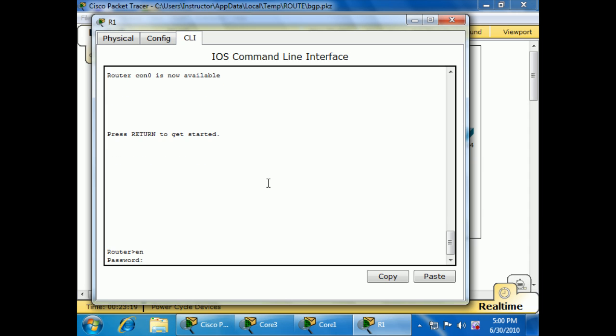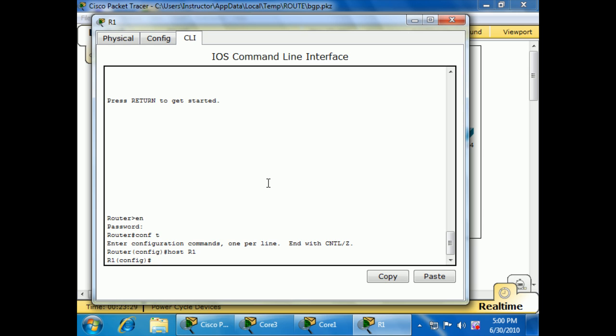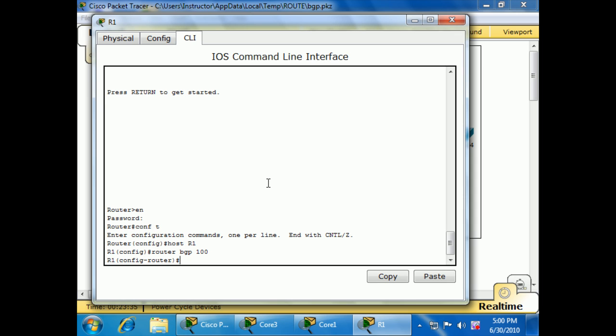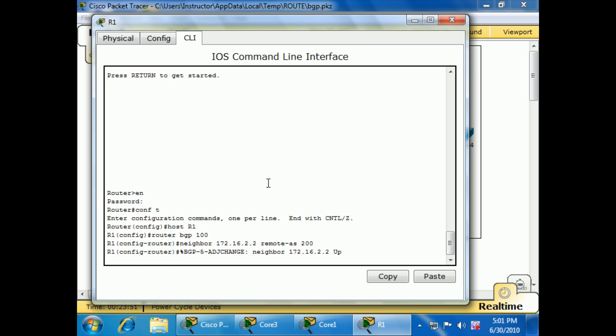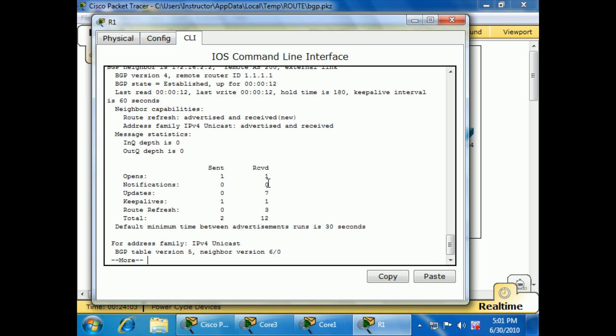So now we'll go into router 1. And from here, we'll go into our configuration mode, and let's change our host name to router 1 while we're thinking about it. And from here, we're going to go into our router BGP. Now this one was in autonomous system 100, and we're going to have a neighbor with 172.16.2.2, and they are in the remote autonomous system of 200. And there we saw we got a little message that said the neighbor is up. Let's do show IP BGP neighbor, and we see the BGP state is established.